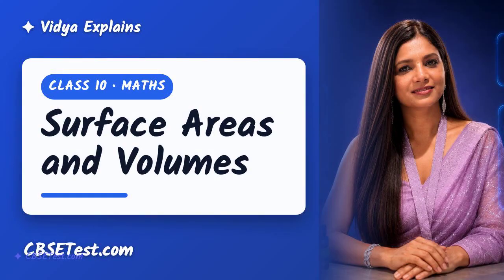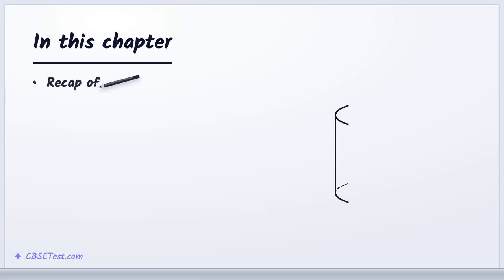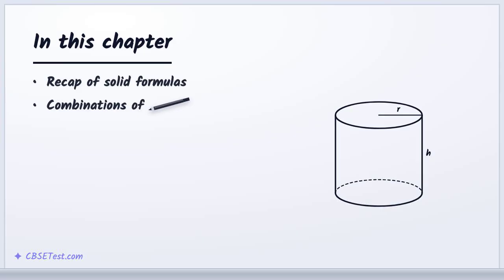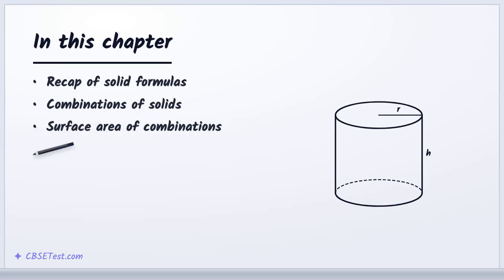Let's learn surface areas and volumes together, step by step. In Class 10, we combine solids, like a cone on a cylinder or a hemisphere on top of a cube. We'll recap the basic formulas, then learn how to handle these combinations.